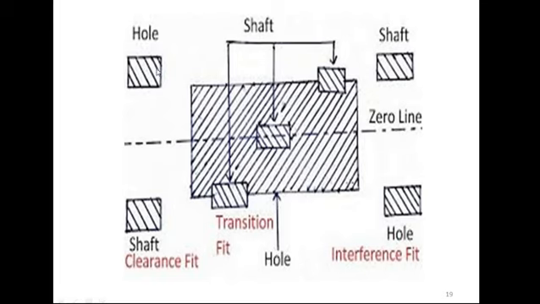This is the zero line, and here the hole is at upper level and the shaft is at lower level, this is clearance. When the shaft is at lower level, then it is clearance. If the shaft is at upper level, then it is interference. So in between this it is called a transition, and for the shaft at upper level and the hole at lower level, it means interference fit.